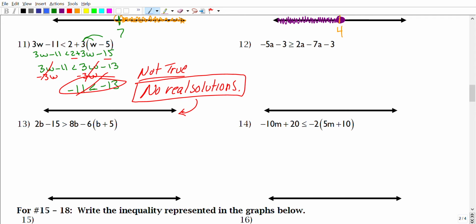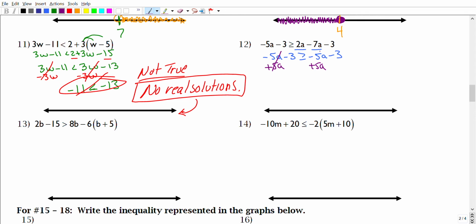Let's go ahead and take a look at another special case here with number 12, and hopefully that will clear things up a bit. So, number 12. Notice here and here, I can combine like terms. So I get negative 5a minus 3 is greater than or equal to negative 5a minus 3. And I don't even have to go ahead and add the 5a to both sides, because look, aren't both sides of the inequality exactly the same? Okay, well, let's just go ahead and do it. Let's go ahead and add the 5a.